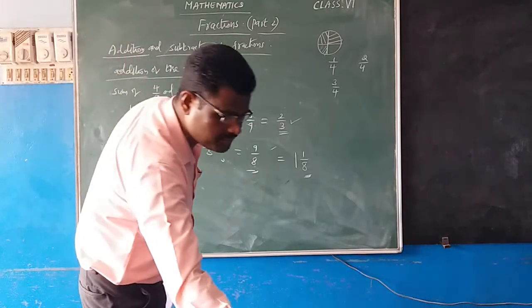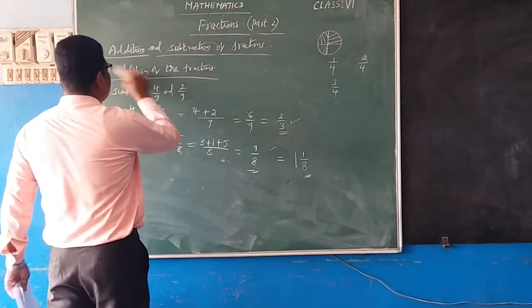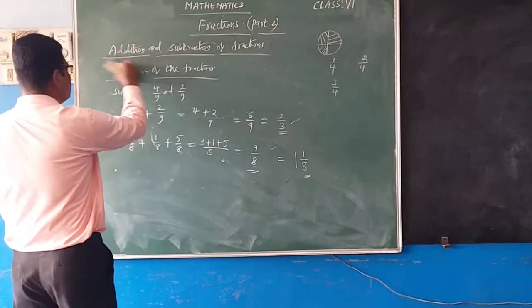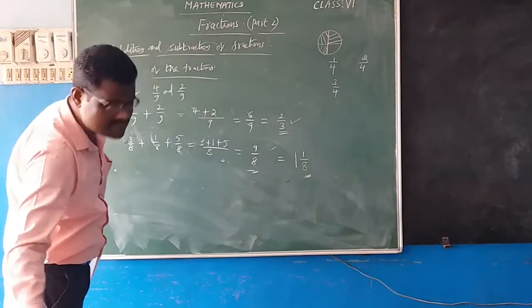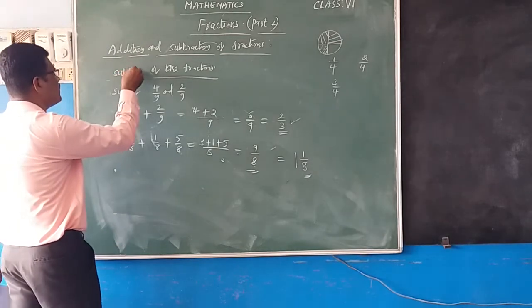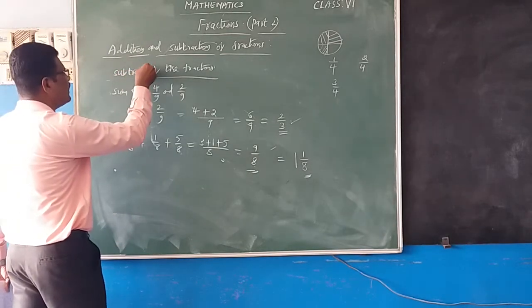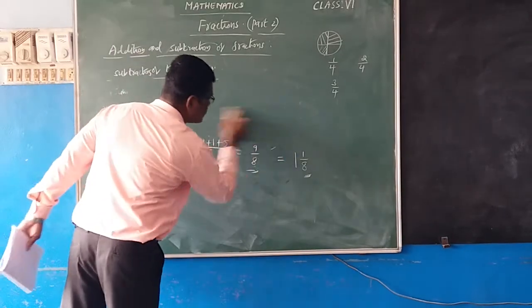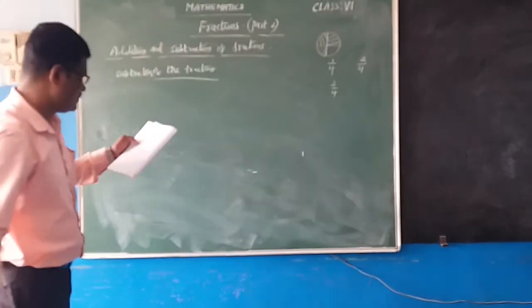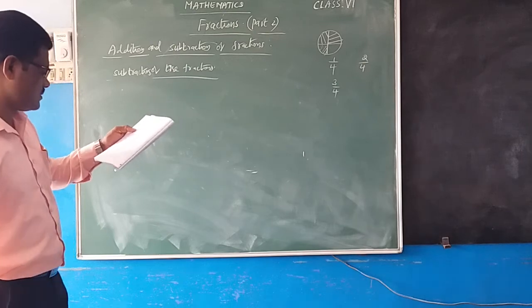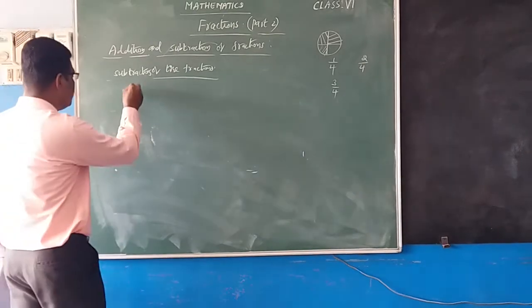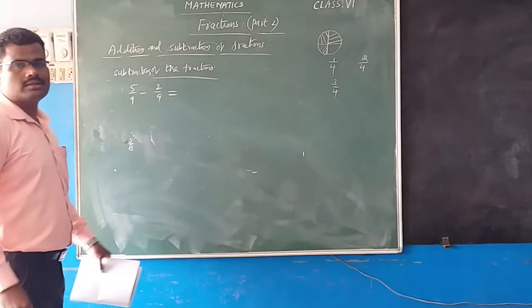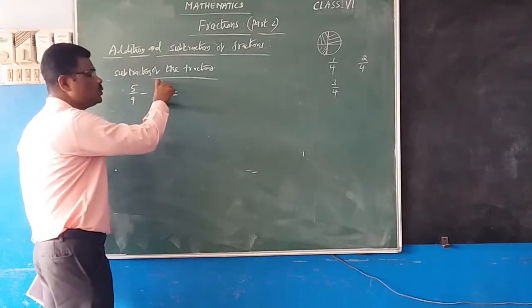Now let's see subtraction of like fractions. What is the meaning of subtraction? We need to subtract the given fractions. Suppose the fraction is 5 by 9 minus 2 by 9. What is the meaning? We need to subtract these two.